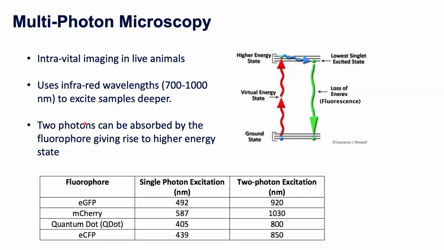In this approach, we're pulsing photons onto the sample in the hope that two photons will hit the molecule at the same time and cause this excitation effect. This means that to excite GFP, we'd normally do that with a single photon at about 490 nanometers. With two photon excitation, we're using something more like 920 nanometers to get this two photon effect.